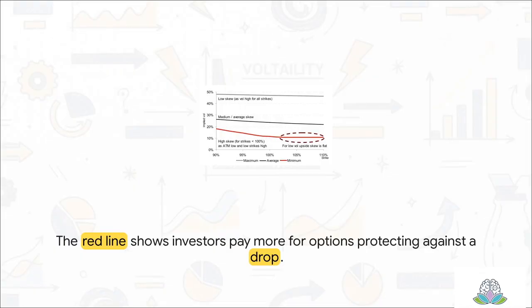Now check this out, because this is a perfect visual for fear. That red line there, that's what high skew looks like. You can see it's not really a smile, it's lopsided, it's a smirk. The implied volatility, which is really just the price of an option, is way higher for those options on the left, the ones that protect you if the market falls. It means people are willing to pay a ton for downside protection.